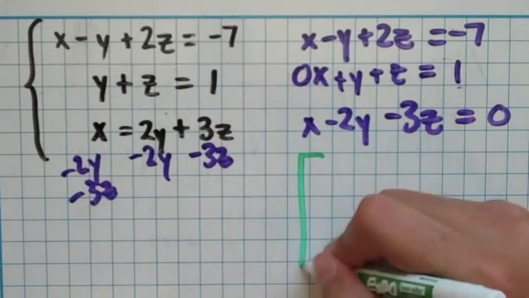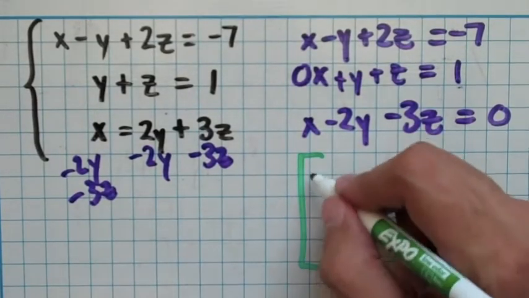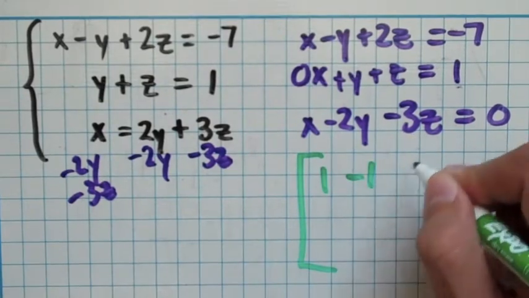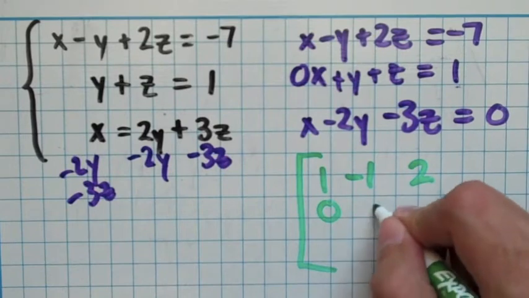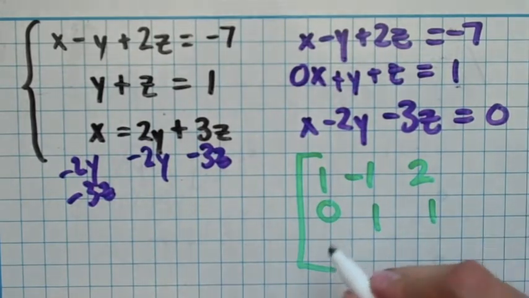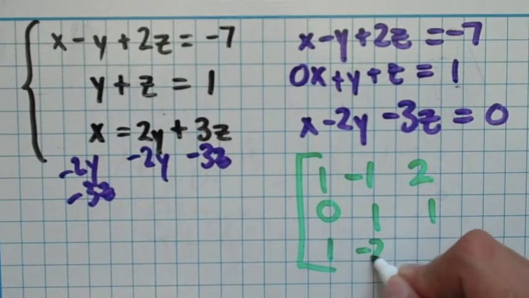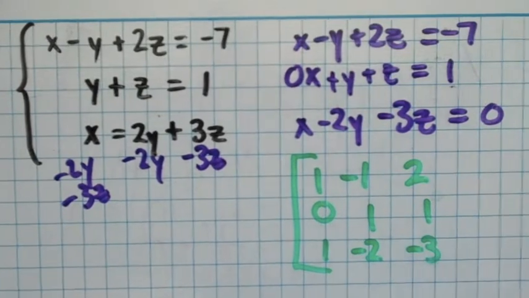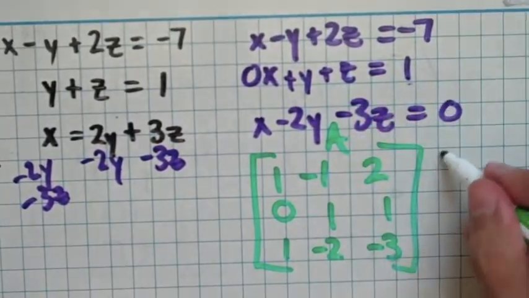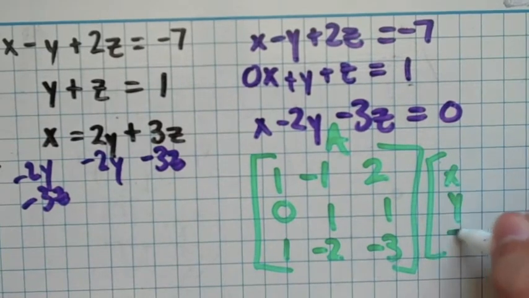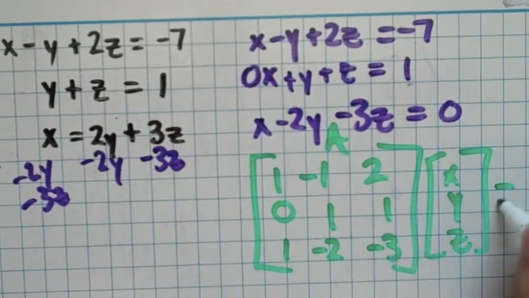And I'm going to get my nice big matrix right here. I have a 1, -1, 2. Then I have a 0, 1, 1, followed by a 1, -2, -3 for my matrix A, the coefficient matrix. Then I have my variables, and finally I have my matrix B, which is looking like -7, 1, 0.